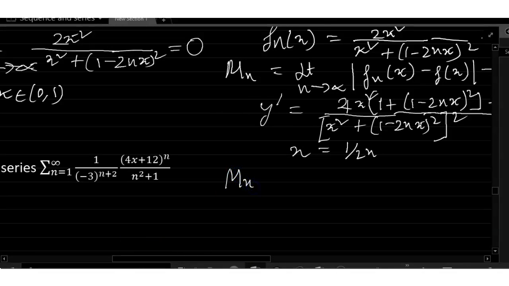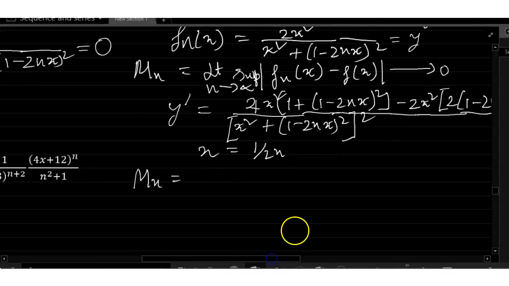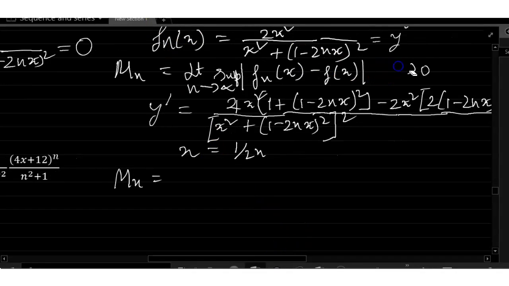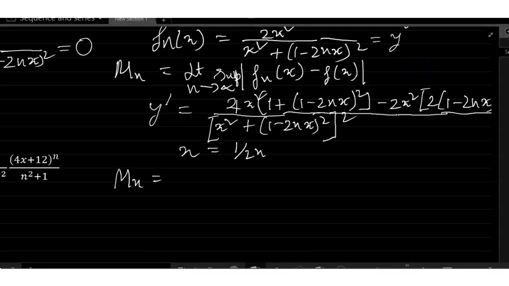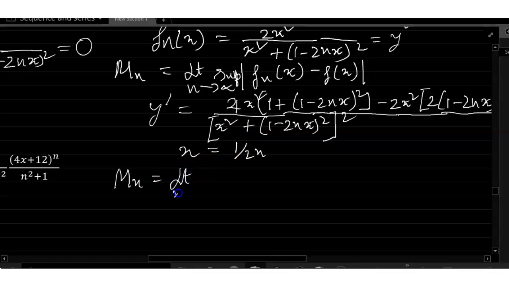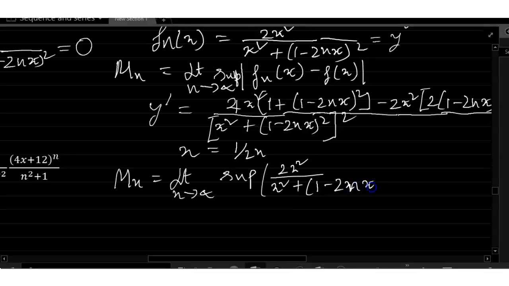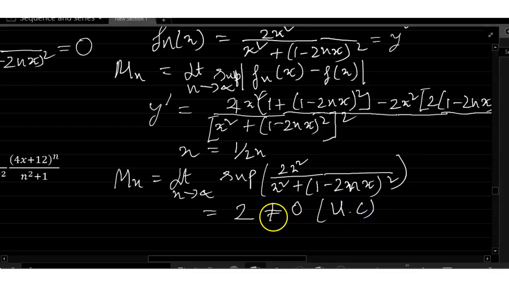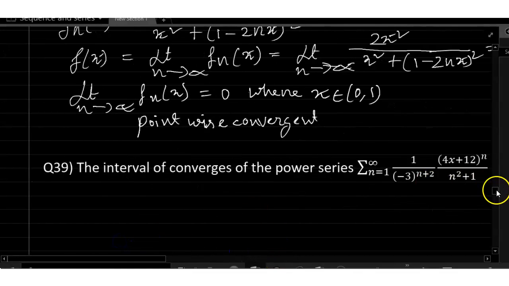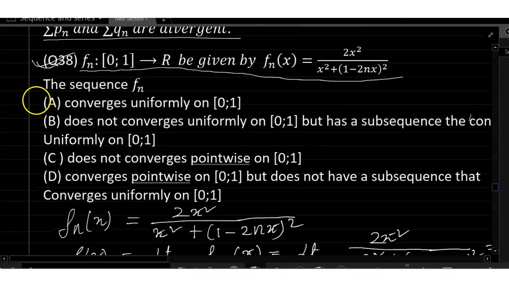After that, M_n is equal to the supremum. If it is uniformly convergent, then it tends to 0, but it is not. So we get the limit as n tends to infinity of the supremum. If I put this value, 2x square over (x square plus (1 minus 2nx) whole square) equals 2, which does not equal 0. So it is not uniformly convergent, and its subsequence is not uniformly convergent. So my answer that it converges uniformly is wrong.